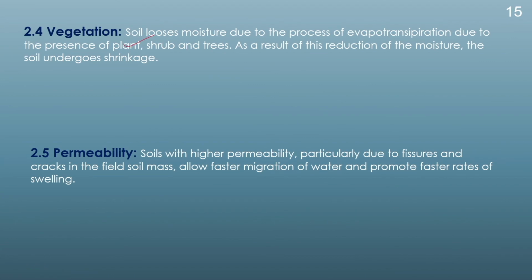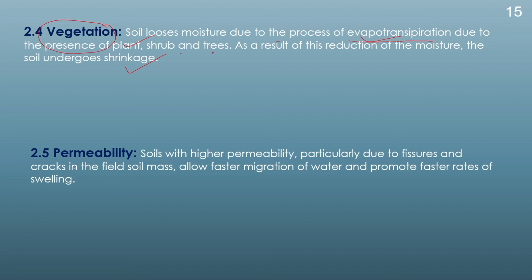Soil loses moisture due to the process of evapotranspiration, and in the presence of plants, shrubs or trees, this evapotranspiration takes place. Therefore, if a large amount of vegetation is there, then the soil will lose a large amount of moisture due to the process of evapotranspiration, and therefore it will undergo the shrinkage process.